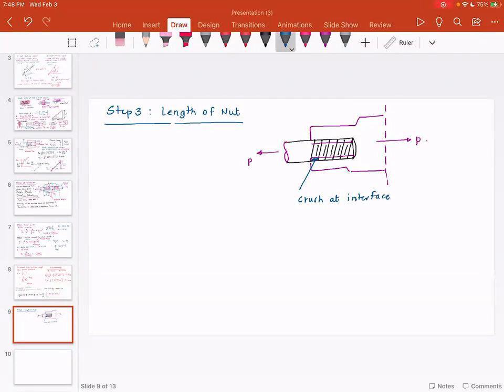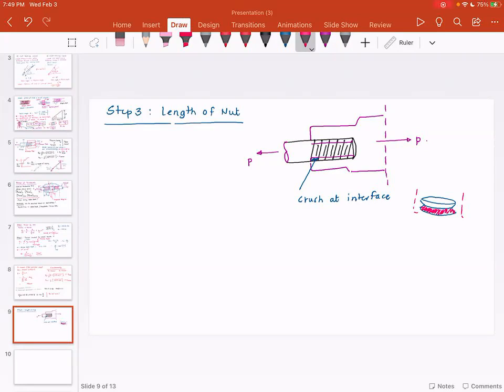So what could happen is, you have this outer thread, you have this inner thread, and then there is this nut that goes around, and you will notice that this area gets crushed, and that would result in the failure and locking of the assembly.